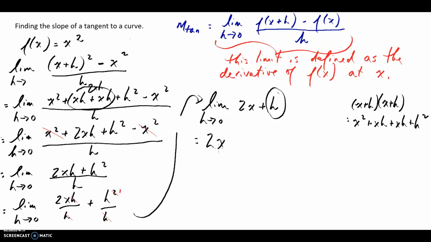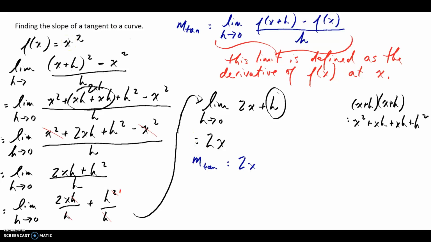Now, if I wanted to evaluate the limit at a specific point on this curve, actually we should write an expression down here first before we finish. m tan is equal to 2x. This is an expression for the slope of the tangent to this curve.